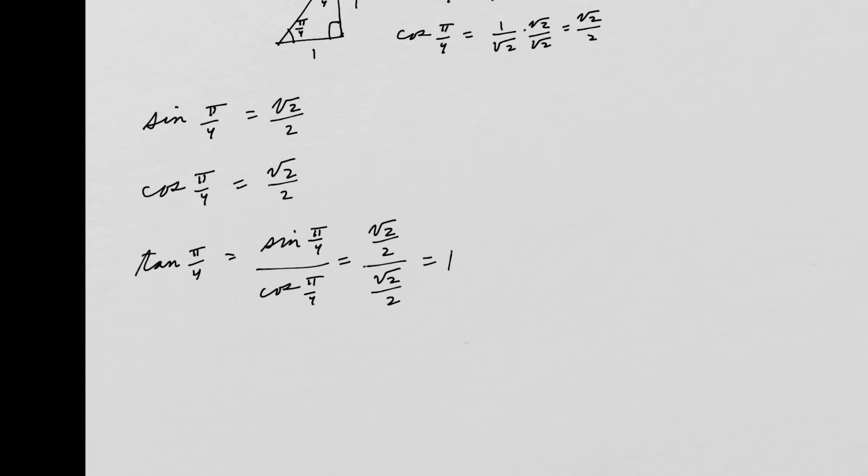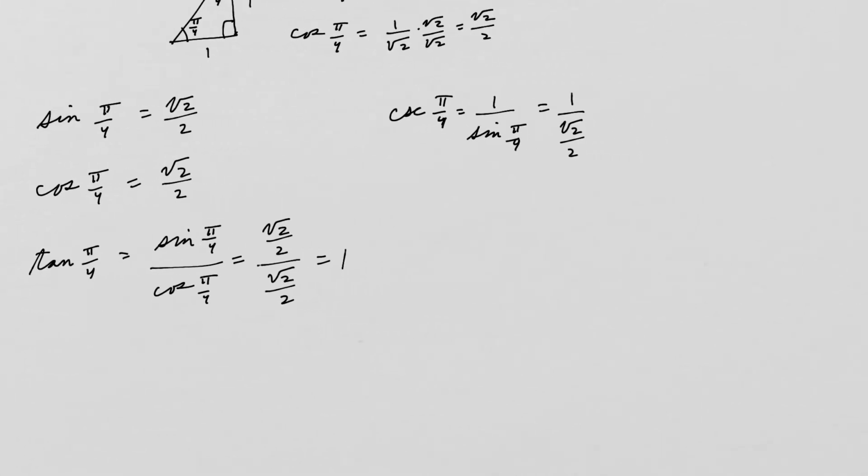Then cosecant of pi over 4, well, that's the same as 1 over sine. So you have to remember that, right? Cosecant is 1 over sine pi over 4. So this is going to be 1 over radical 2 over 2. So if we simplify this, you can write it as 1 over 1 divided by radical 2 over 2.